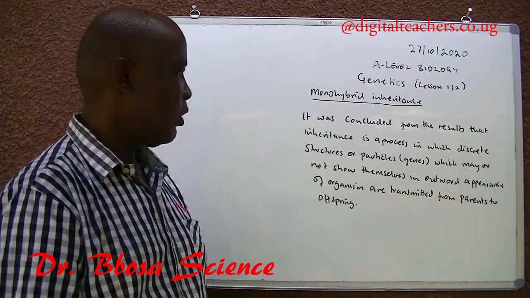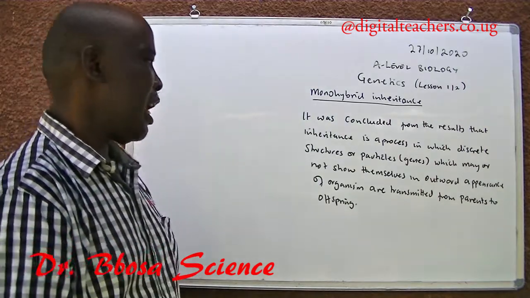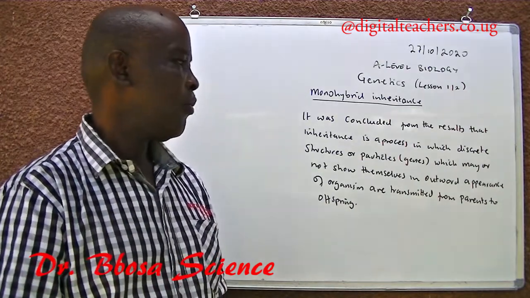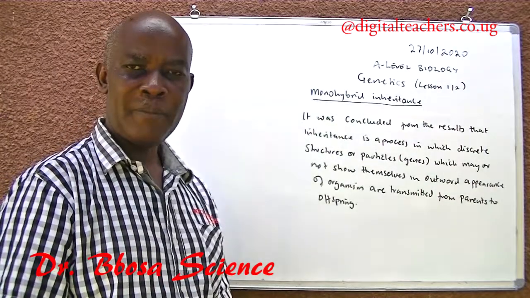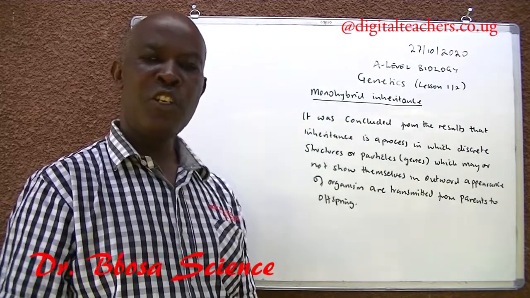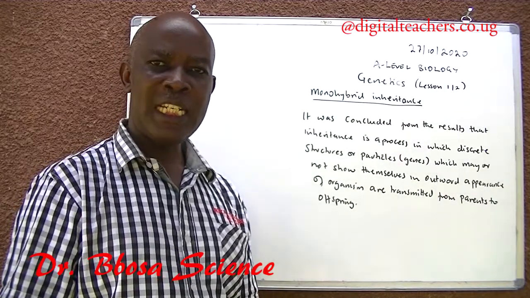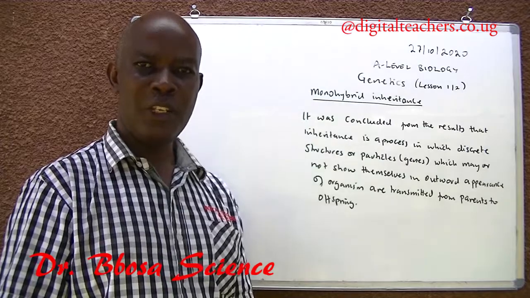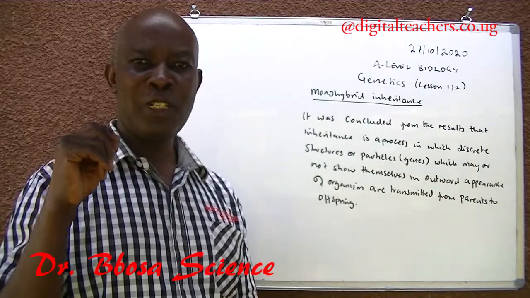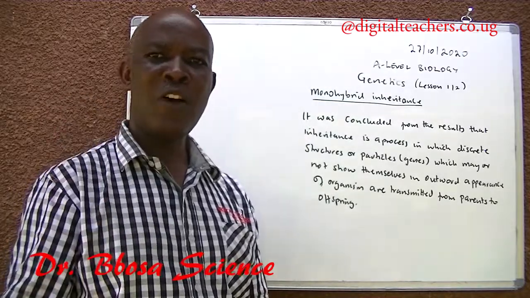It was concluded from the results that inheritance is a process in which discrete structures or particles, genes, which may show or may not show themselves in outward appearance of an organism, are transmitted from parents to offspring. For example, the gene for short internode did not show itself in F1 generation, but showed itself in F2 generation. So the gene for tall internode and the gene for short internode were transmitted from the parent to the offspring.